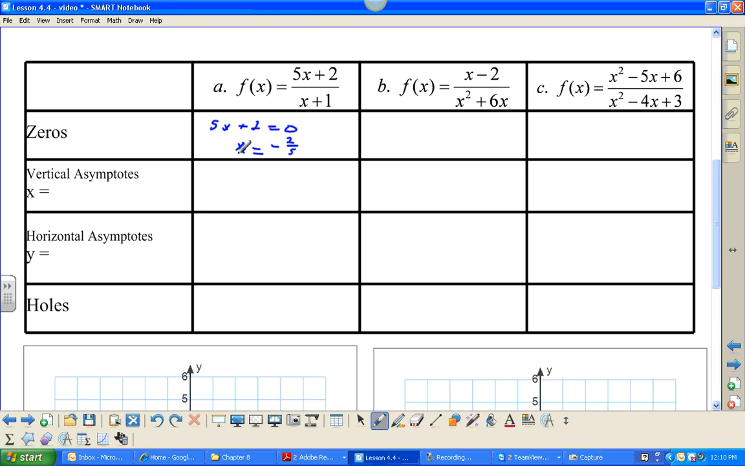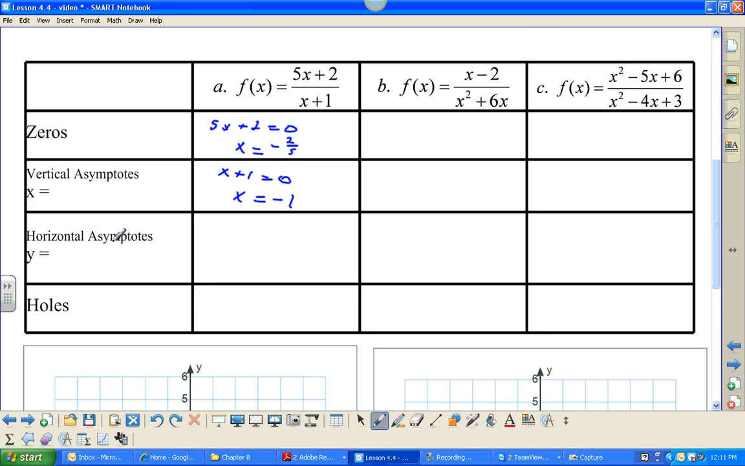So the vertical asymptote then is when the denominator equals 0. So we have x plus 1 equals 0. So that would give us the line x equals negative 1. And so for vertical asymptotes, it's an actual line.